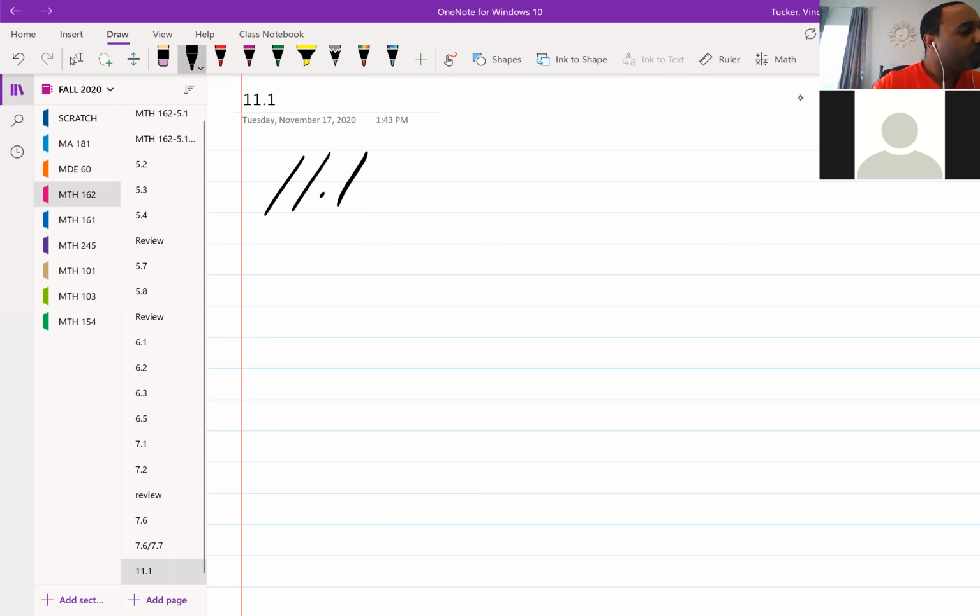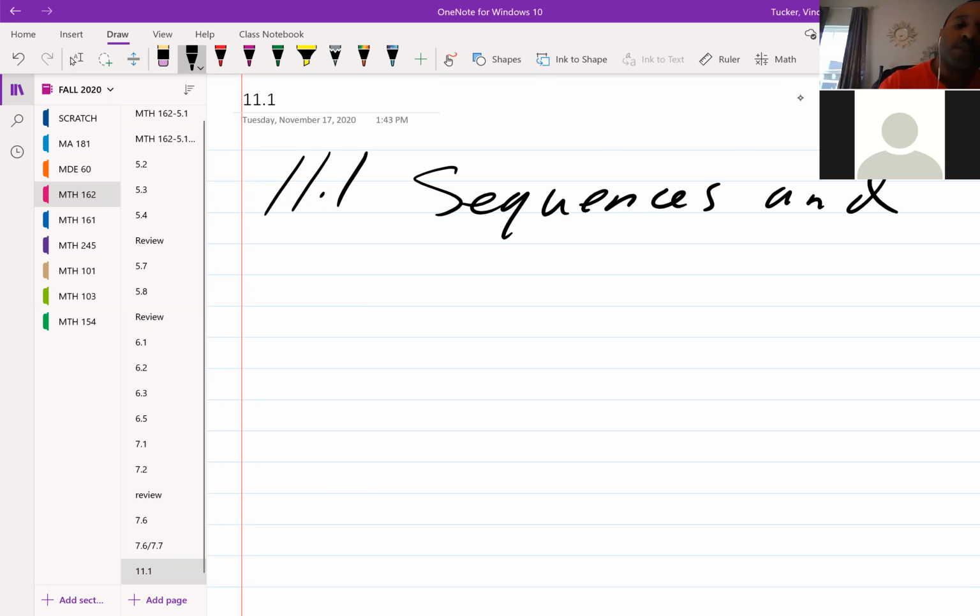All right, so 11.1, sequences and summation notation.